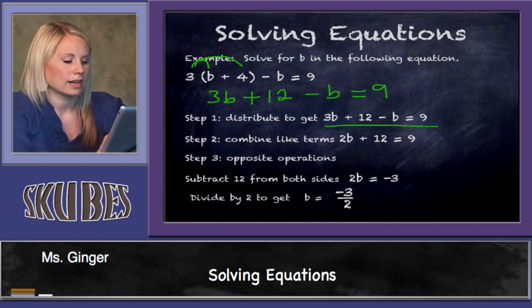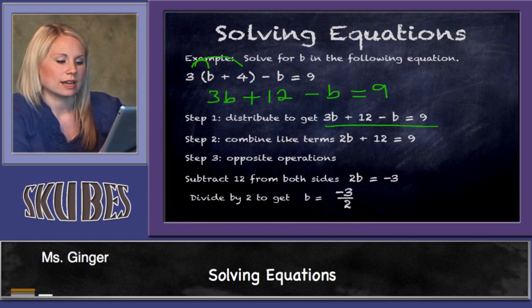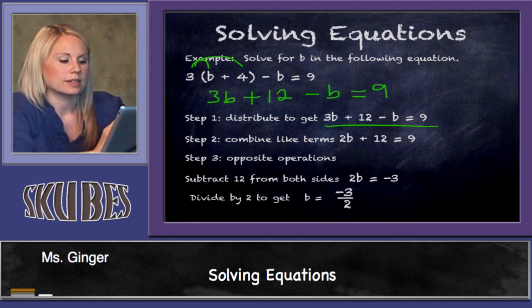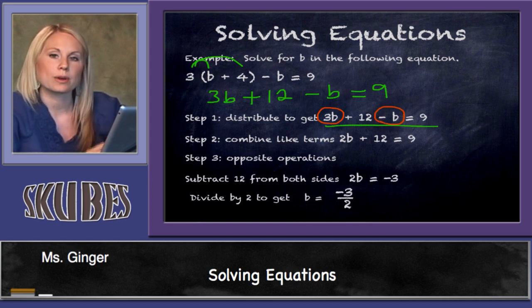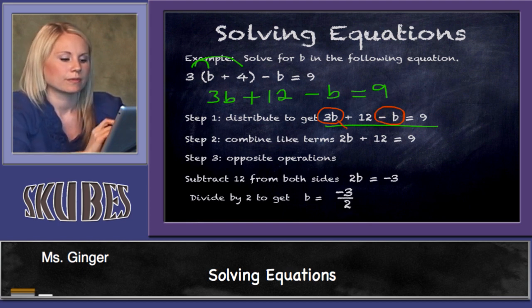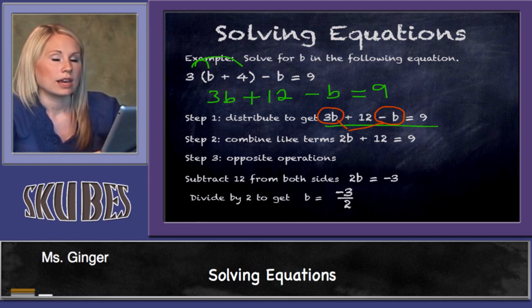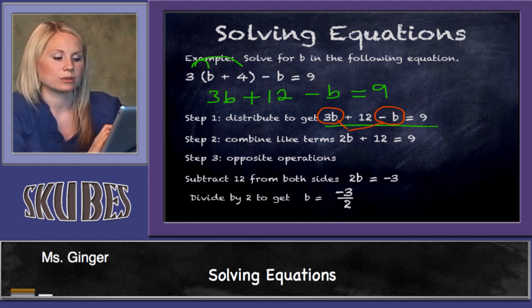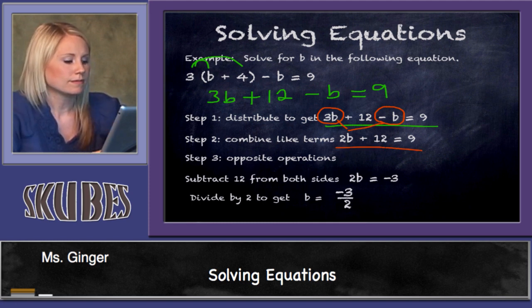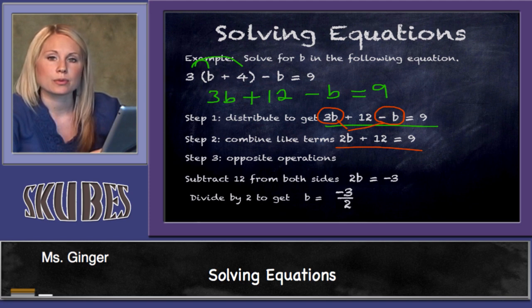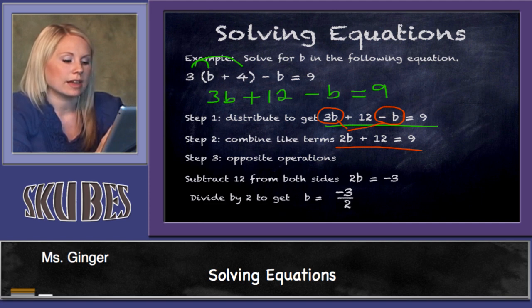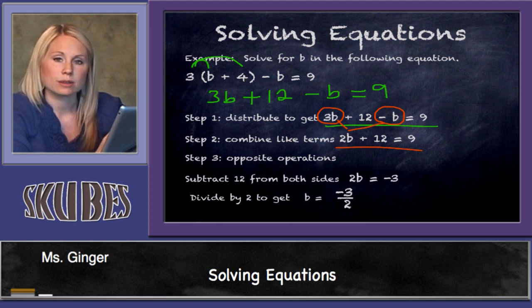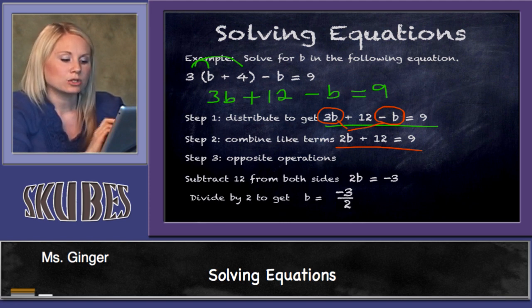We distributed our grouping, and now we need to scan across and look for like terms. So I can see here that I've got a 3b term and a minus 1b term. Those can come together. When they do, we're going to have this 2b and bring everything else down, plus 12 equals 9. So here we are. Step 3, we need to start looking at opposite operations. What do we need to get rid of to get our b by itself? Well, I can see that I have a plus 12 on this side with our b and a 2 times b. So I'm going to need to do the opposites of those two things. Plus 12, the opposite is going to be subtracting 12.